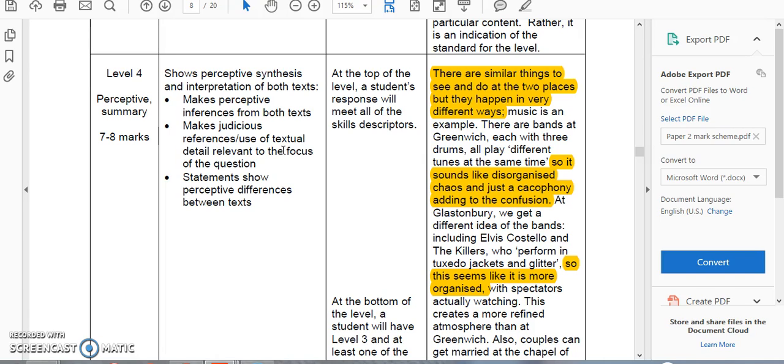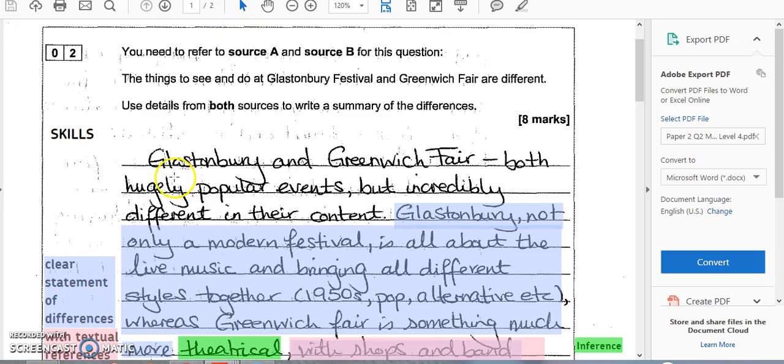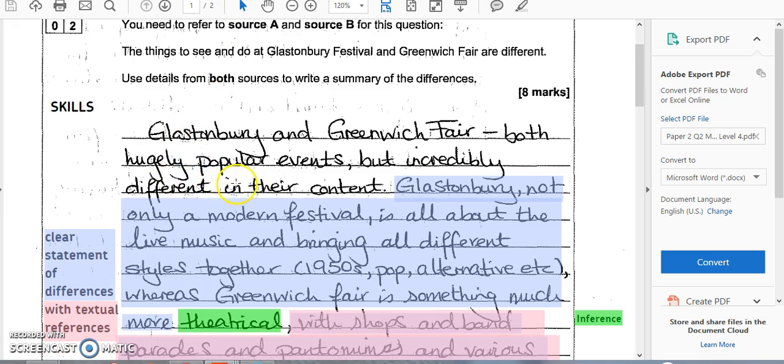They're making judicious references and use of textual detail relevant to the focus of the question. So relevant, plenty of textual detail, and showing perceptive differences between the texts. So we'll see what the student can do. They've started with this clear statement of differences.